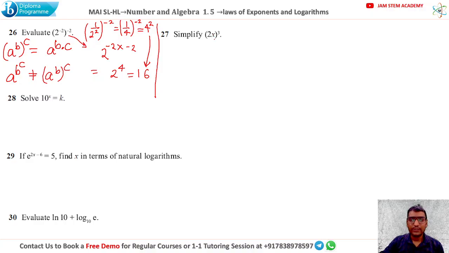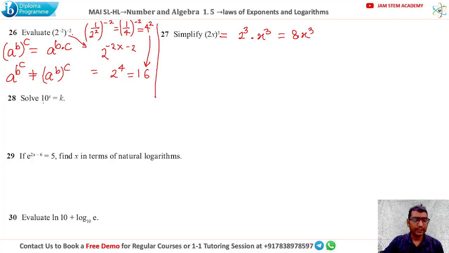Next one. As I said earlier, 2x whole cube. Two numbers are there in multiplication and its whole power something. So power gets distributed to each. So 2 to the power 3, x to the power 3. That makes it 8x cubed.